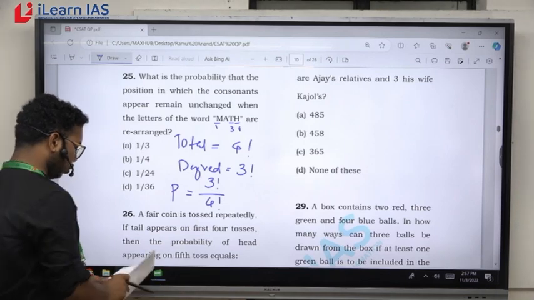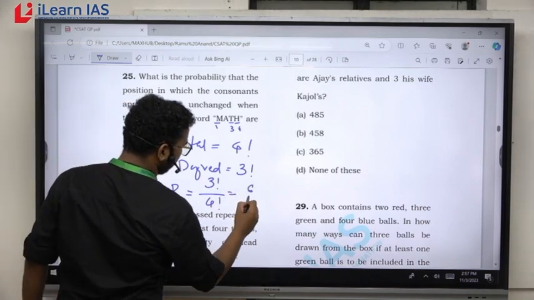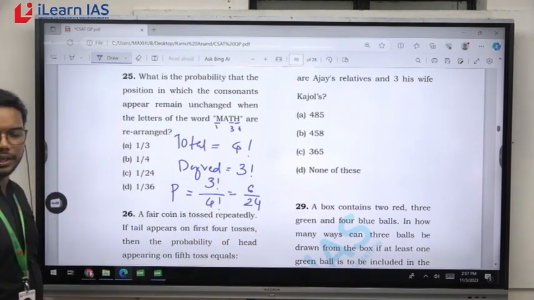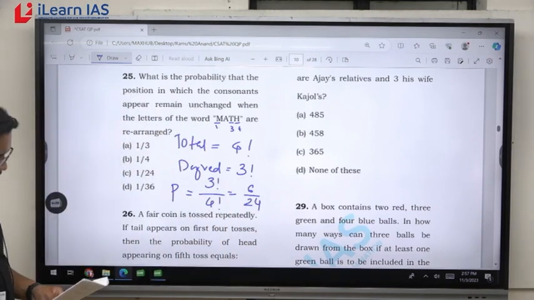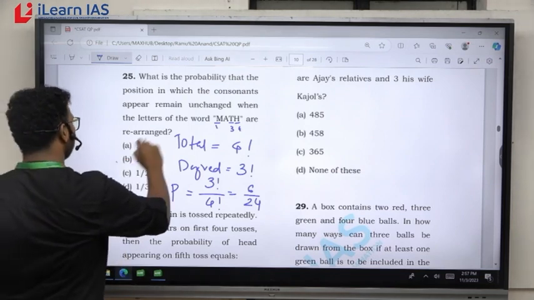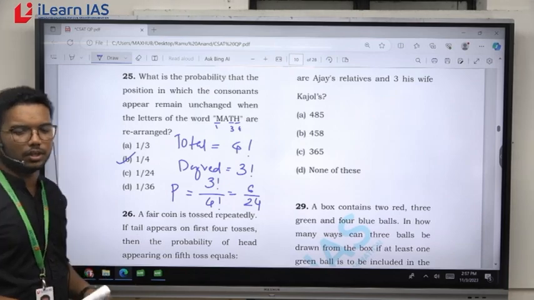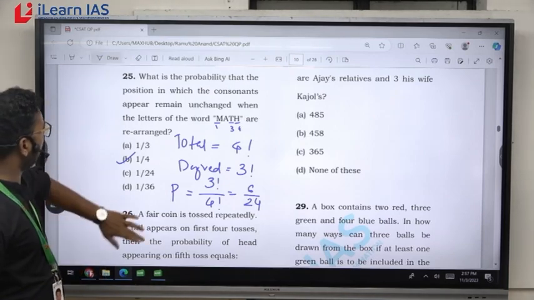That is 3 factorial. 3 factorial is 6 by 4 factorial is 24. 6 by 24, that is 1 by 4. Next question.